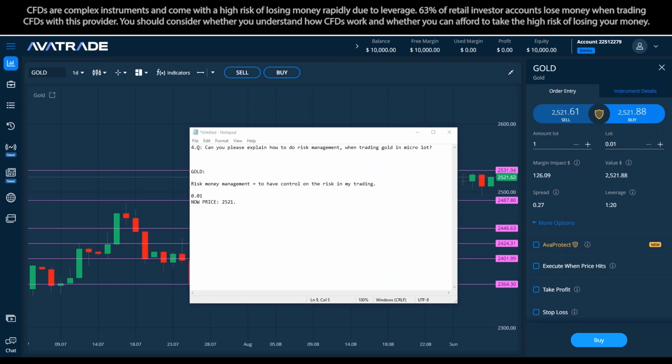Who knows what this is? It is micro lot. So what is nano lot? Who knows what is nano lot? 0.001. That's correct.